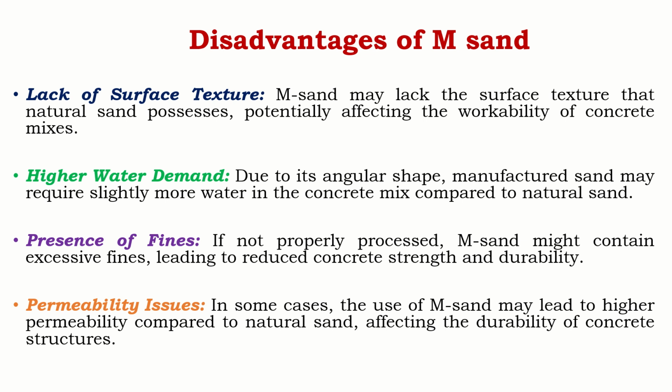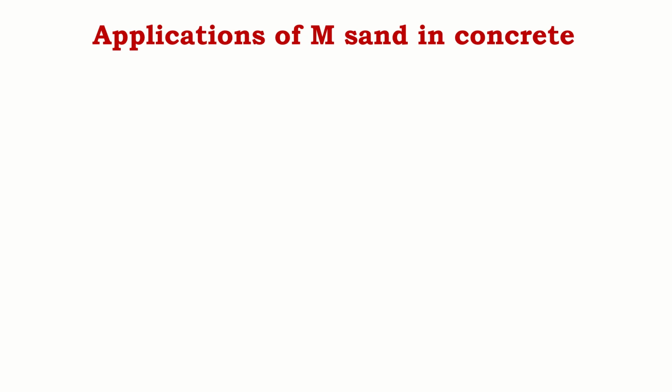And one more disadvantage which I have not put here is that generally M sand is a little warmer when compared to natural sand. So if you construct a room with natural sand and if you construct the same room with M sand, the room constructed with M sand would be a little warmer when compared to natural sand.